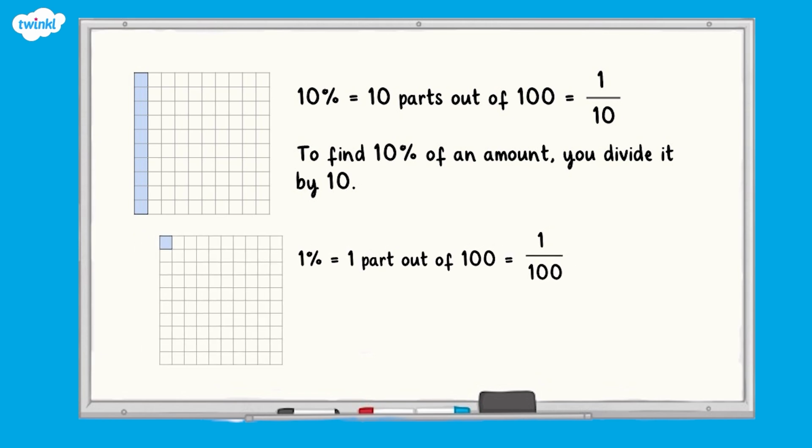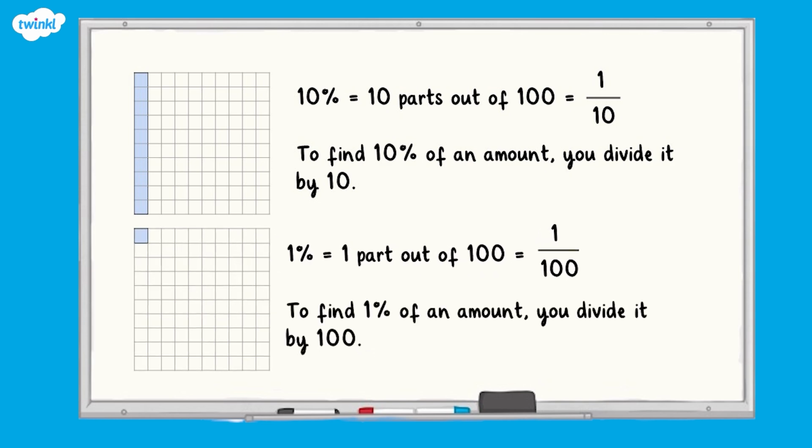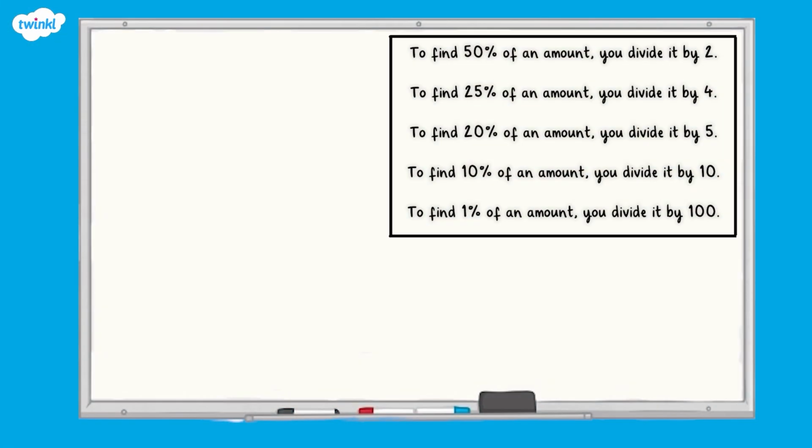1% is 1 part out of 100. This is the same as 1/100th. To find 1% of a number, we find 1/100th of it, or divide by 100. Now we can use these facts to find some percentages of amounts. Let's start with the number 240. 100% of 240 is the whole amount, or 240.